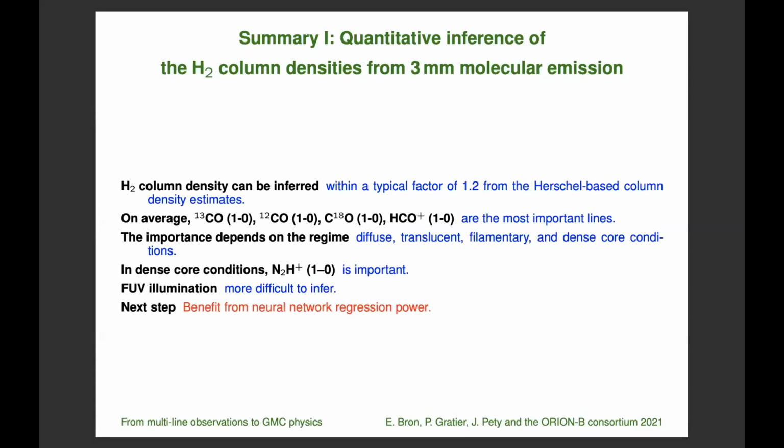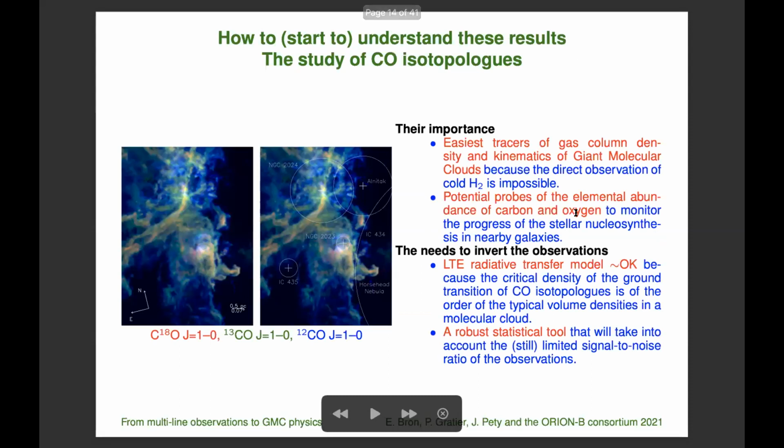We've tried to infer FUV illumination or dust temperature. It's more difficult to infer, and we are now working on using a neural network regression to reconstruct the dust temperature and FUV illumination. It seems to be working in our first results. And now I let Jérôme speak for the next part of the presentation.